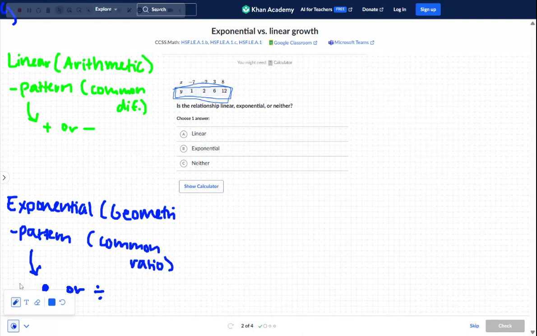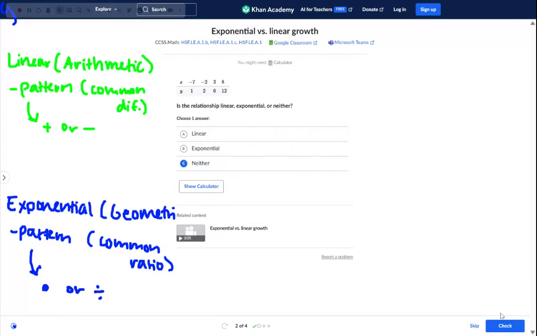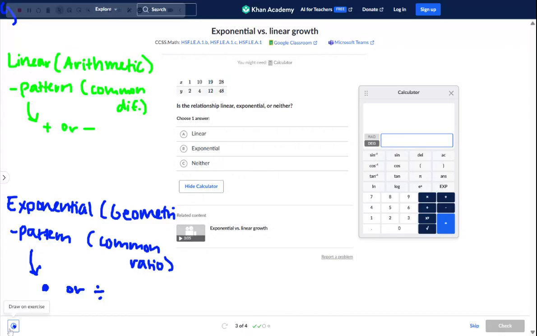It wasn't consistent. Remember, for linear and exponential, the pattern has to be consistent throughout all the terms. So this is an example of what would be neither, because we're not consistently multiplying, dividing, adding, or subtracting. So neither. All right, let's look at one more. Hopefully this one's a little different. Let's get our calculator out.